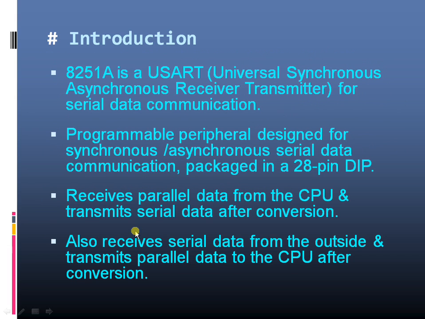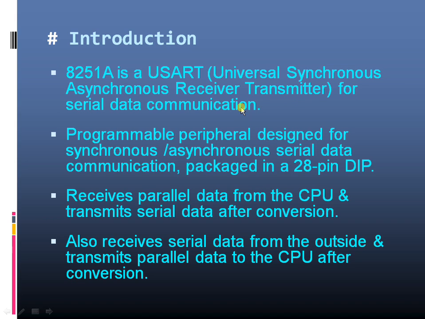Now let us see what that USART is which we are going to use for interfacing, or to act as a mediator between the processor and the serial peripherals. That IC name is 8251. So 8251 is the IC whose name is USART, Universal Synchronous Asynchronous Receiver Transmitter.